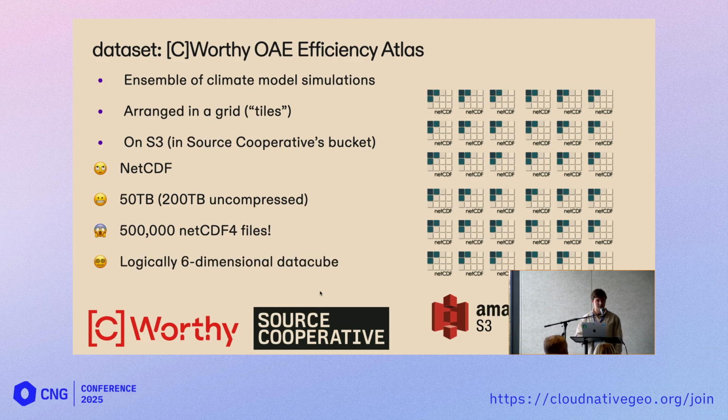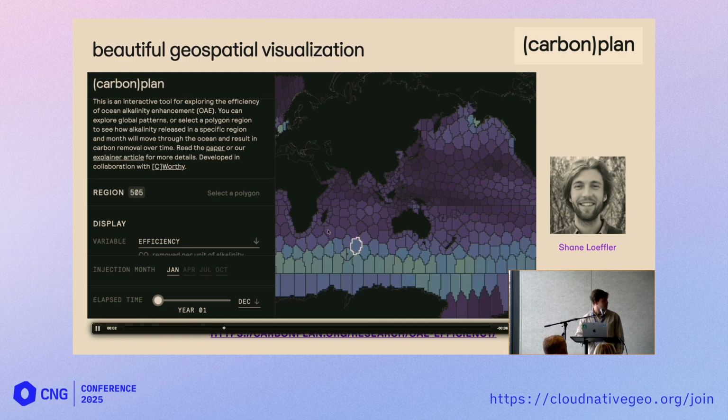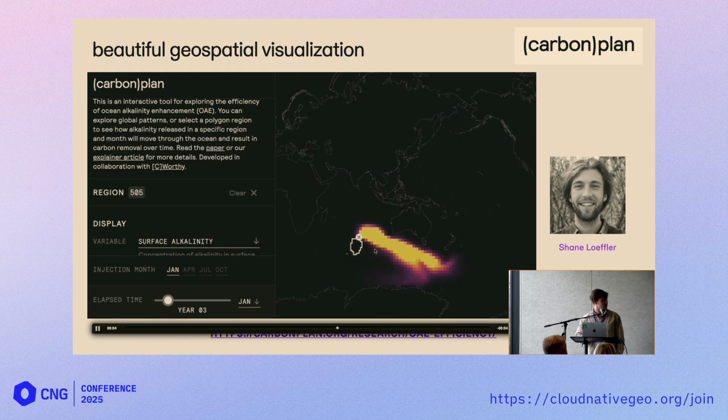And logically, it's a 6-dimensional data cube. We had a whole talk about data cubes in an earlier session from my co-workers, Lindsay and Deepak. But this one has 3 spatial dimensions, 1 time dimension, and 2 ensemble dimensions. It's genuinely a 6-dimensional data cube, a dense one. So after much data wrangling and partnering with visualization experts at Carbon Plan, including Shane, who's here at the conference, a beautiful visualization was made in which you can select a simulation and show the propagation of this stuff that you've dropped into the ocean, which is all really very nice.